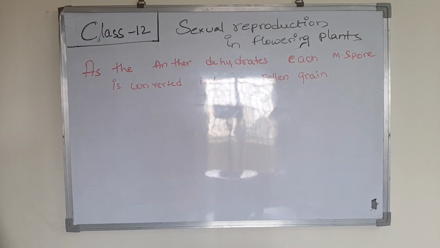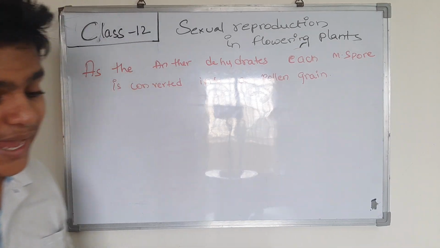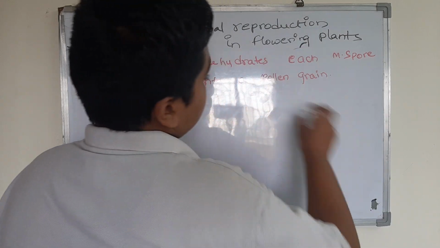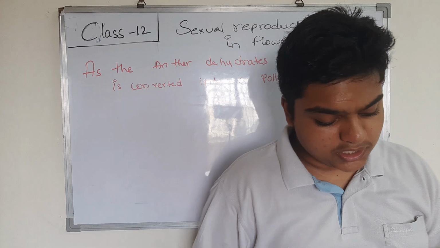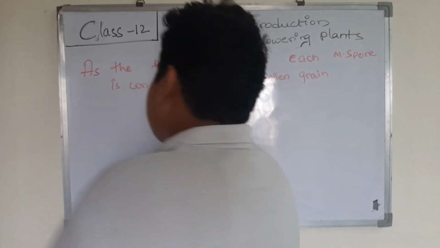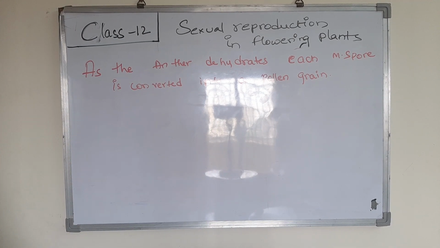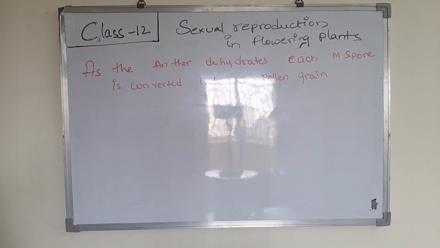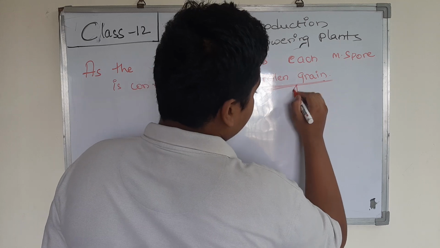So there are many pollen grains formed in this anther, and as the anther dehydrates and dehisces, these pollen grains are released into the air. Now we will be seeing the structure of pollen grains. Put the side heading, structure of pollen grains. The video is getting a little lengthy, no problem. These pollen grains are your male gametophytes.